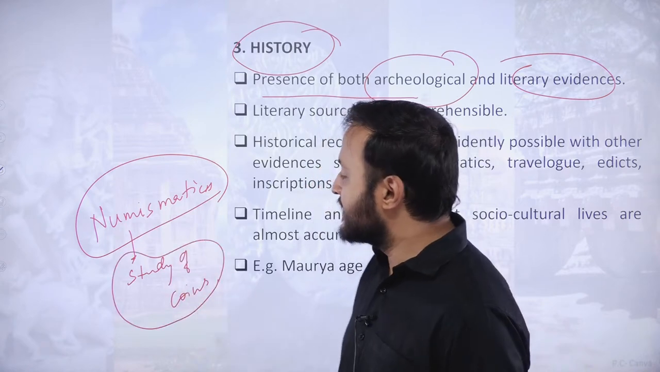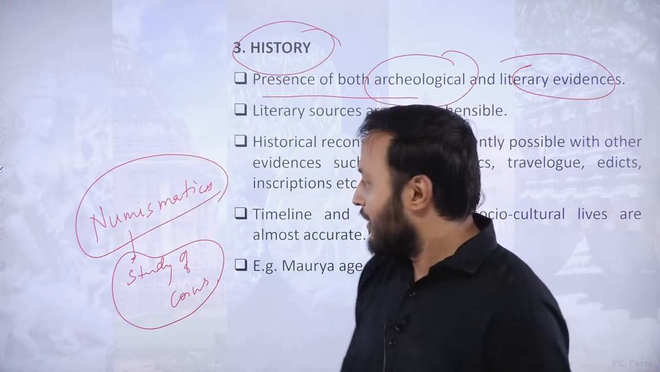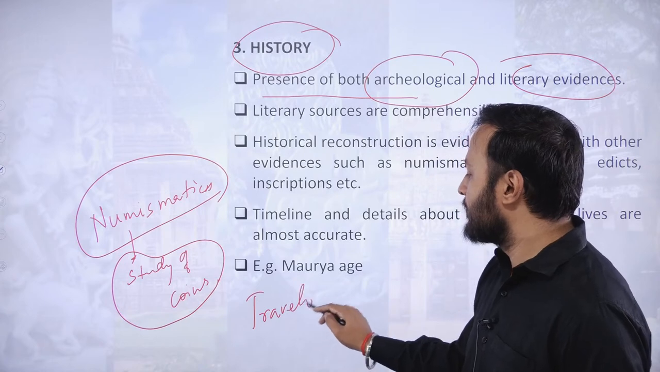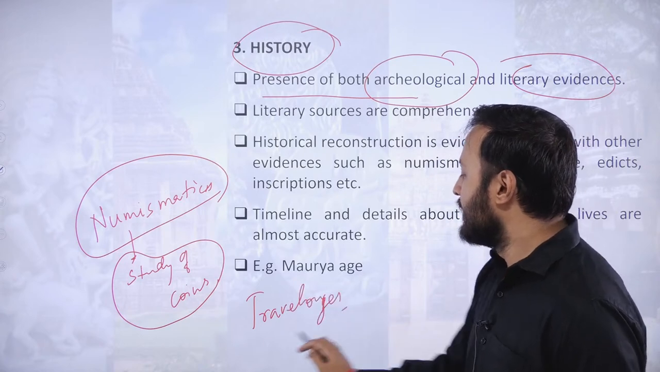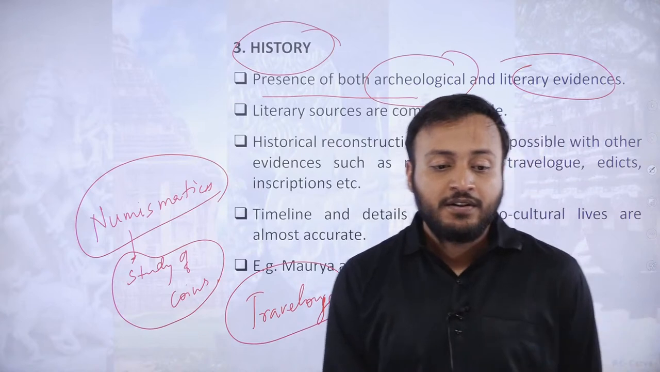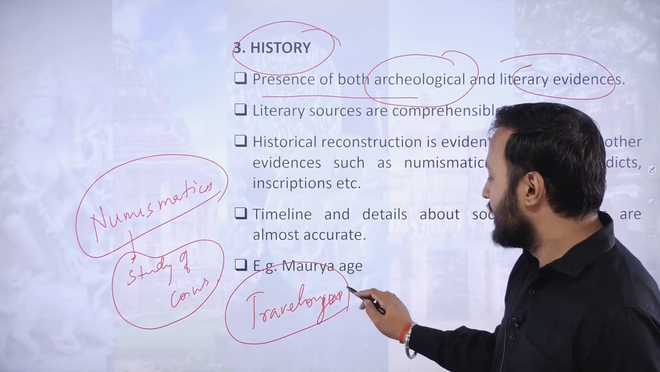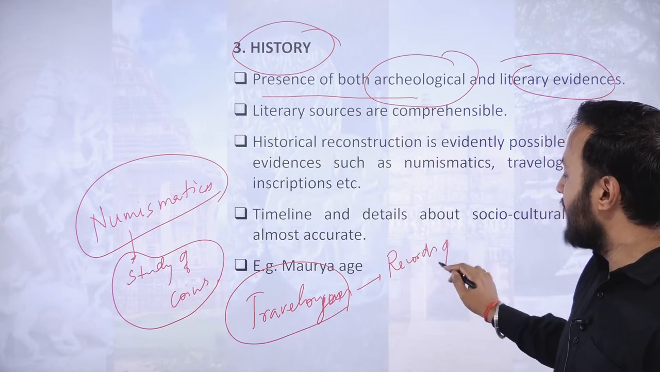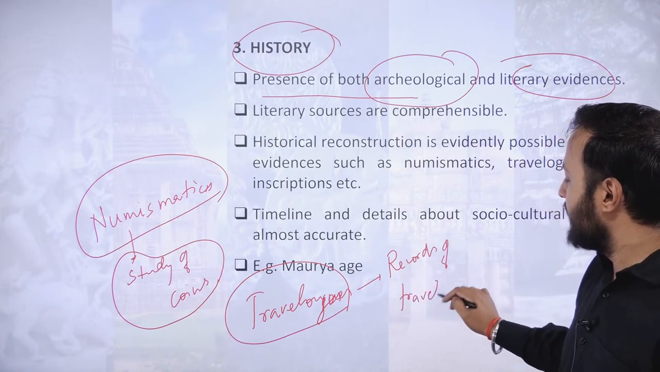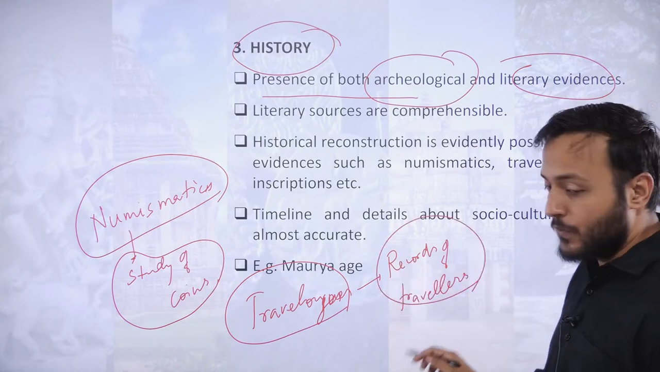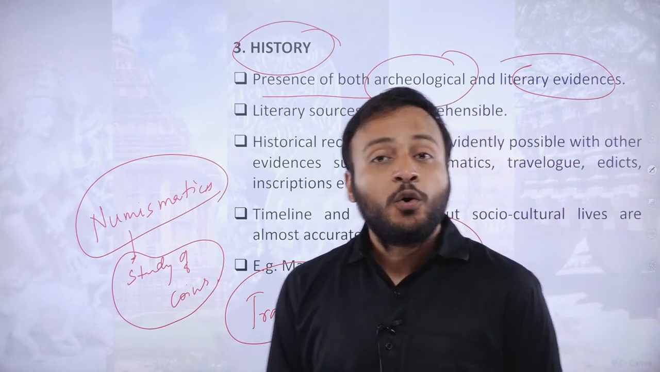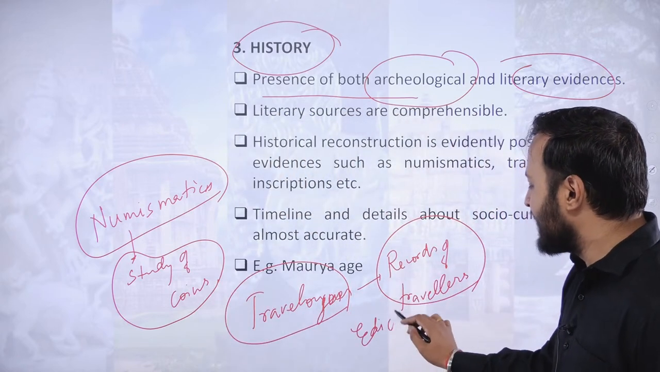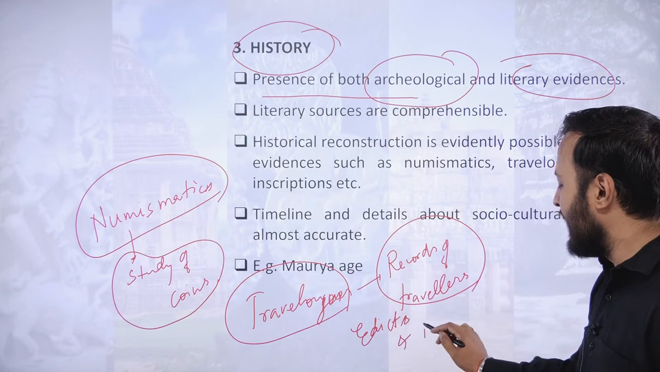Then, apart from that, the travelogues are there. What is the meaning of travelogue? Travelogues means the records of travelers. Apart from that, what else do we have? We have the edicts and inscriptions.